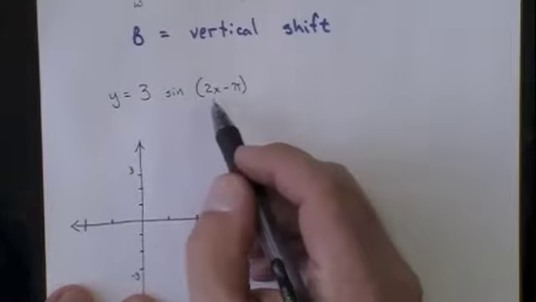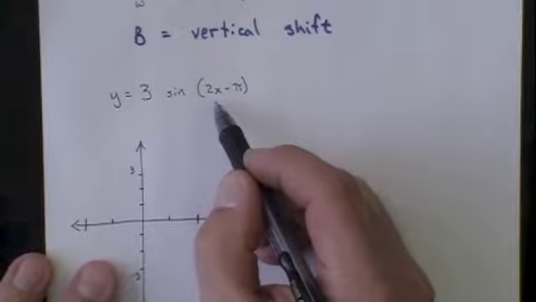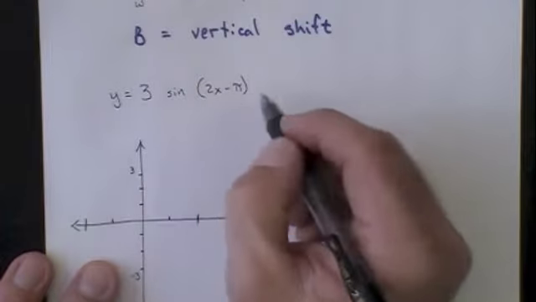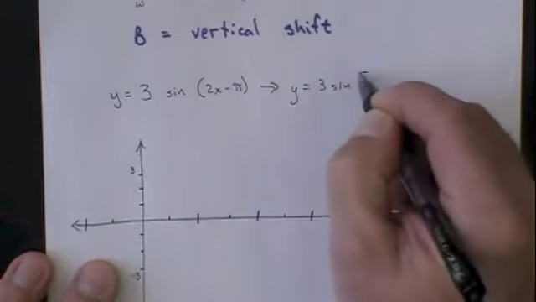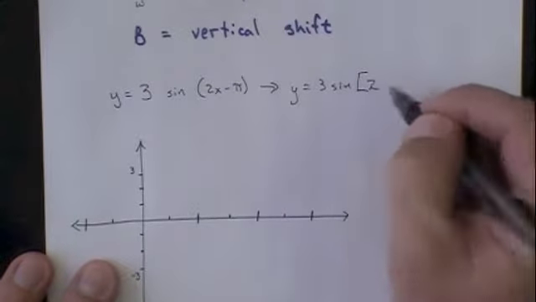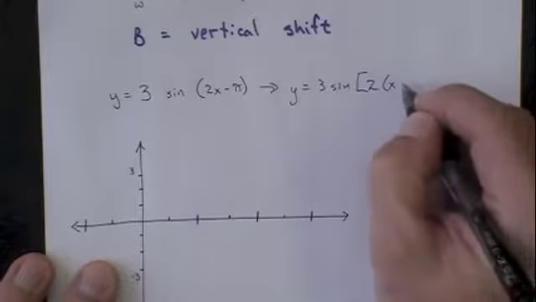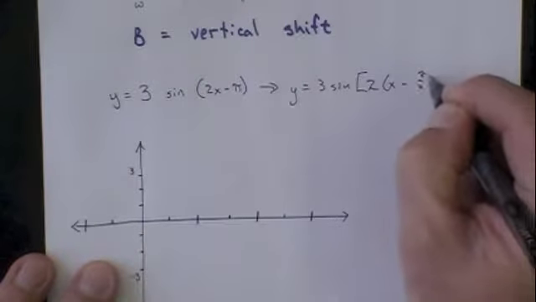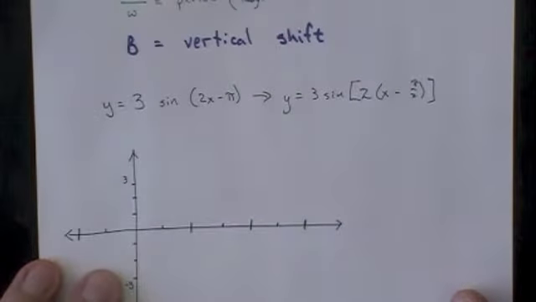First thing I'm going to want to do, remember I just said that we're going to have to write the x by itself. So I'm going to factor this 2 out of here. So when we rewrite this, we're going to have y is equal to 3 times the sine of, now here's where I'm going to use the brackets and 2. So I'm taking the 2 out of each of these. So now I have x minus pi over 2 when we rewrite that value.